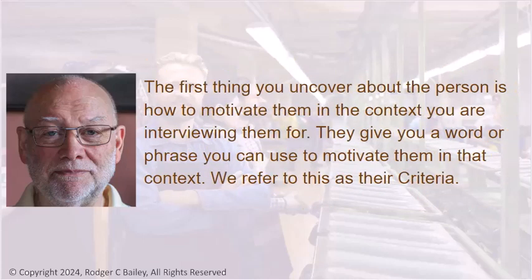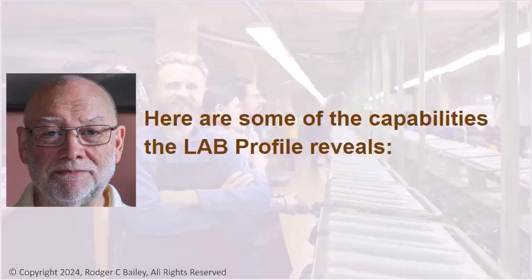The first thing you uncover about the person is how to motivate them in the context you're interviewing them for. They give you a word or a phrase you can use to motivate them in that context. We refer to this as their criteria. Here are some of the capabilities the lab profile reveals.